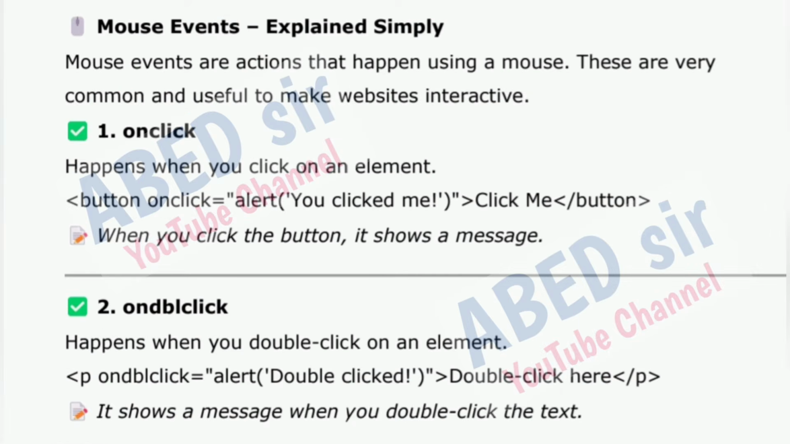Mouse events explained simply. Mouse events are actions that happen using a mouse. These are very common and useful to make websites interactive. 1. Onclick. Happens when you click on an element. Button onclick equals alert, you clicked me. Click me button. When you click the button, it shows a message. 2. Ondblclick. Happens when you double click on an element. P ondblclick equals alert, double clicked. Double click here P. It shows a message when you double click the text.